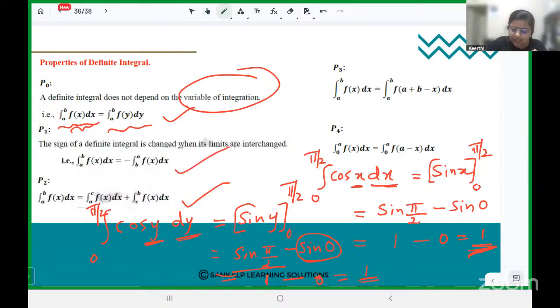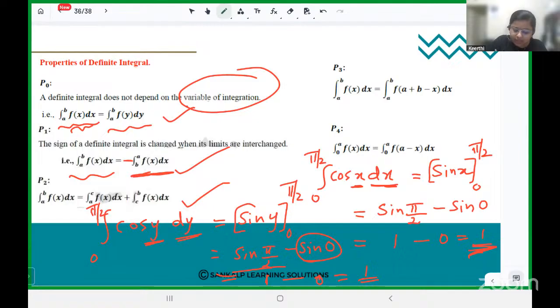The second property is that in the definite integral we can interchange the limits. Interchanging the limits means here it is integral a to b f of x dx. If I want to change it from b to a, we can do it, but you have to put a minus there. That is minus integral b to a.